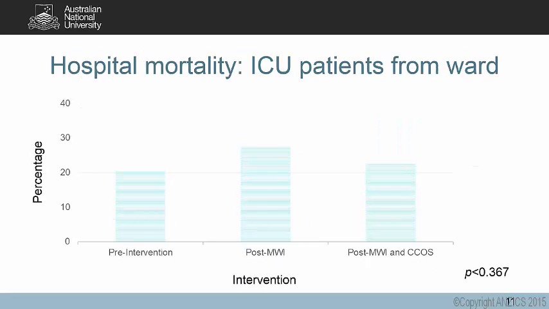And then next we have hospital mortality for ICU patients from the wards. This is, again, just the raw percentages for hospital mortality. But a logistic regression model, which adjusted for patient sex, age, and APACHE 2 score, showed that hospital mortality for ICU patients coming from the wards remained unchanged across the three time periods. But as I'll show on the next slide, the pattern was different when looking at overall ward patient mortality.